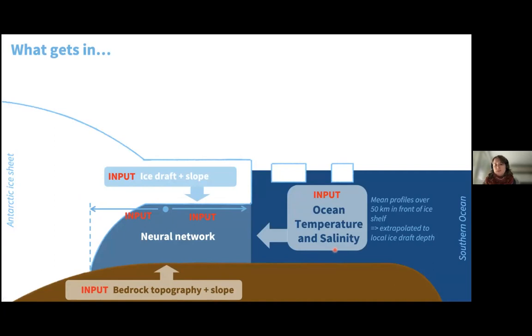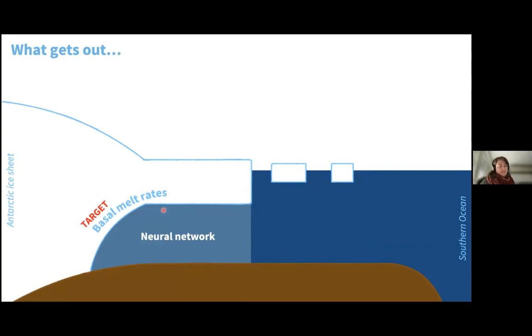Again, I use my mean profiles over the 50 kilometers in front of the ice shelf. To have them on the same plane as the other variables, I extrapolate from the profile to the ice draft depth. This gives me a field with one temperature and one salinity value at each point. What comes out is the basal melt rate, no surprise there. But because it has no prior physical information whatsoever, we really train at the grid cell level so that it learns what to do with what it has been given.